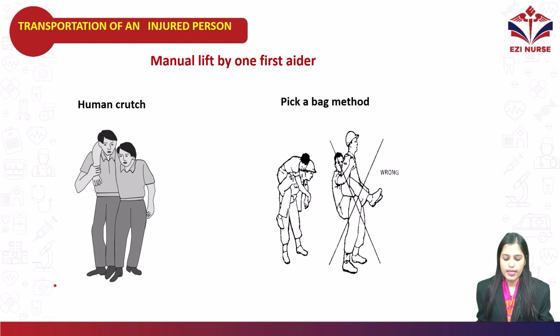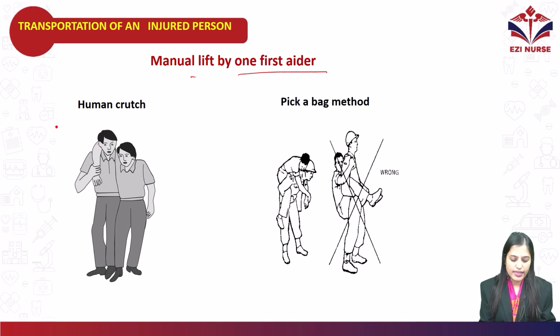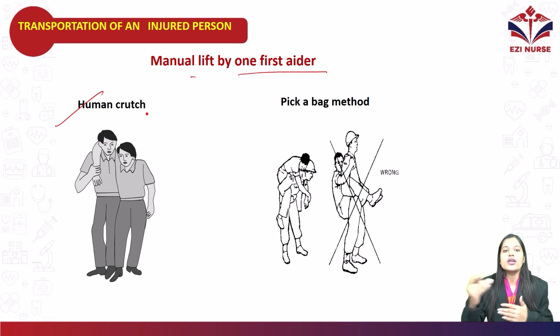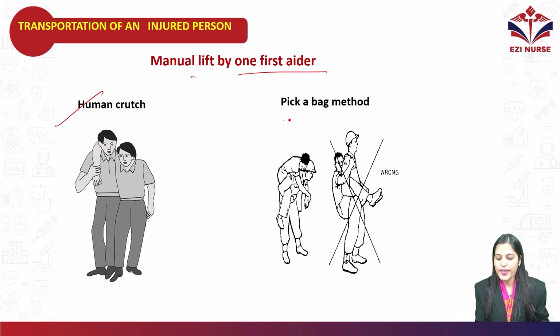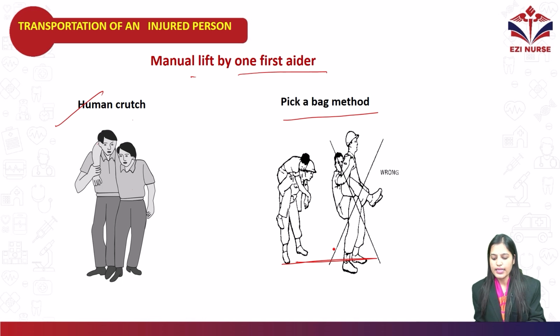The first one is manual lifting by one first aider. Here is the first aider, and there is a victim. In the human crutch, only one person is helping the victim to transport. Then there is the pick-a-back method. If the person has leg injuries, such as leg fractures or dislocation of the legs, and cannot walk, you use the pick-a-back method. You can see in the picture they are lifting the victim. The first aider lifts the victim like a bag. That is manual lifting by one first aider.